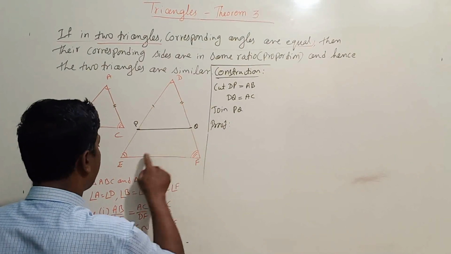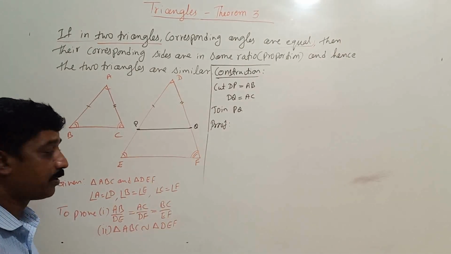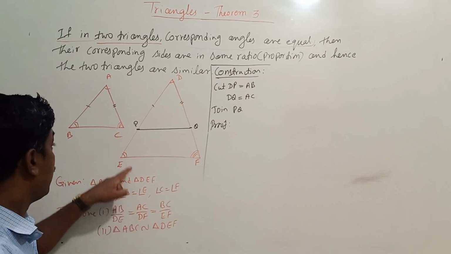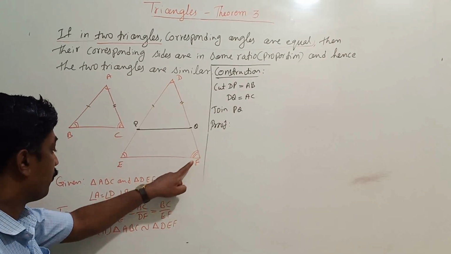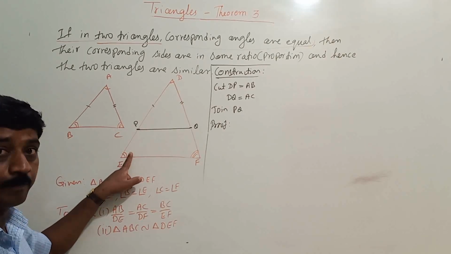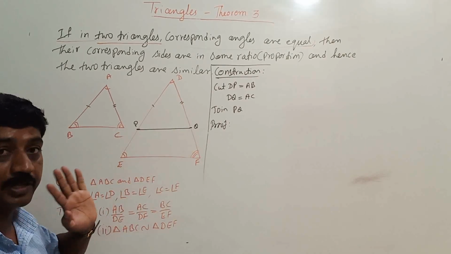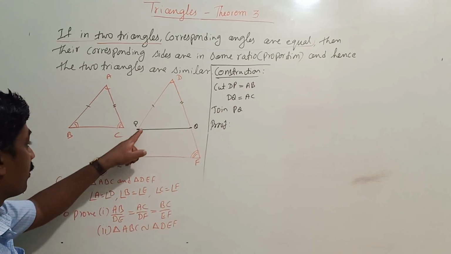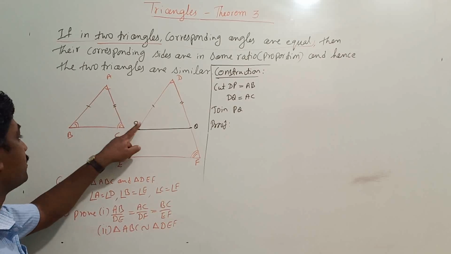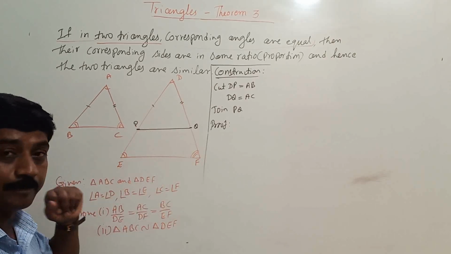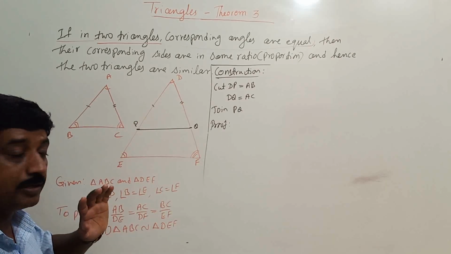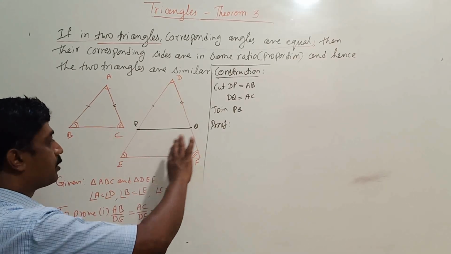How to prove that PQ is parallel to EF? I see that angle B is equal to angle E, given. Angle C is equal to angle F, given. If I prove that angle P is equal to angle E, then this is parallel to that. And after that, what happens? The corresponding angles become equal. That means what can I take here? Angle B is equal to angle P also. Why should we take that B is equal to P? Just think of that one here. Alright, so let us proceed here.